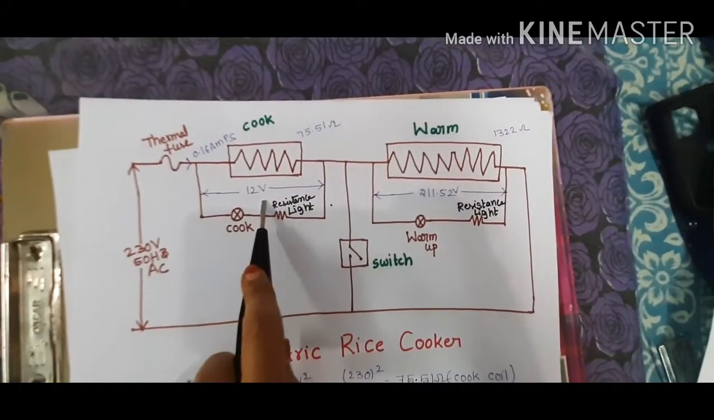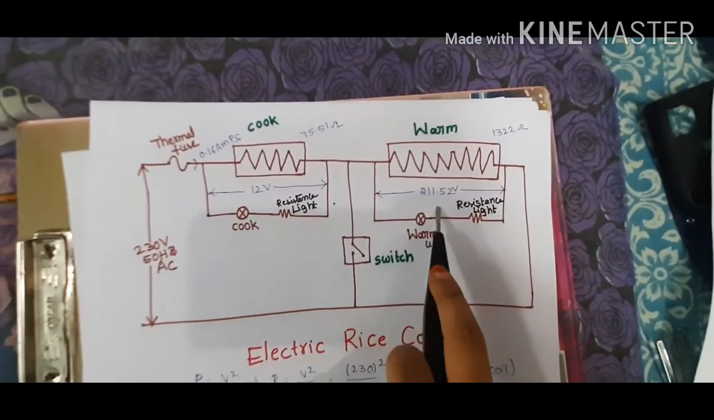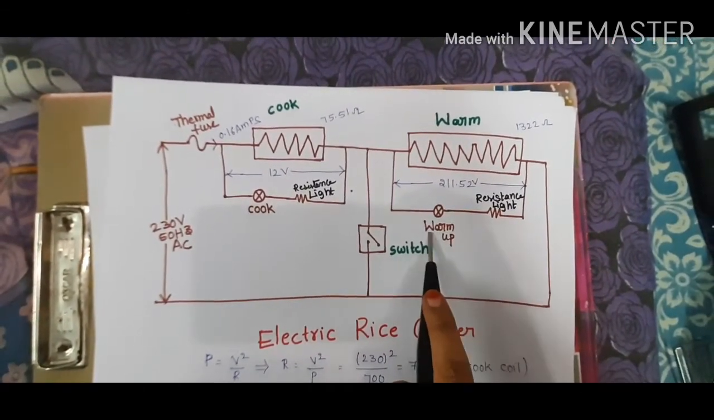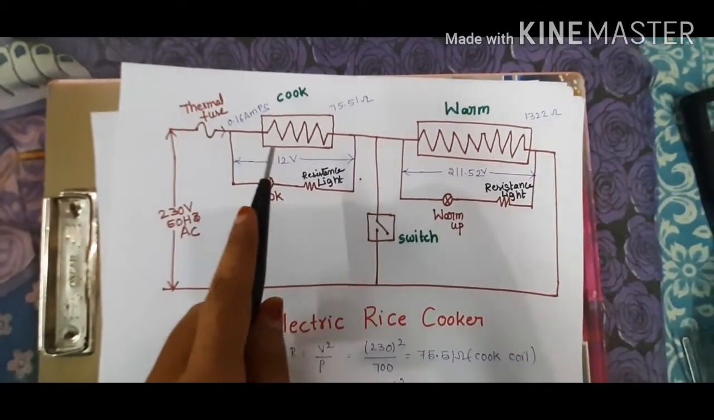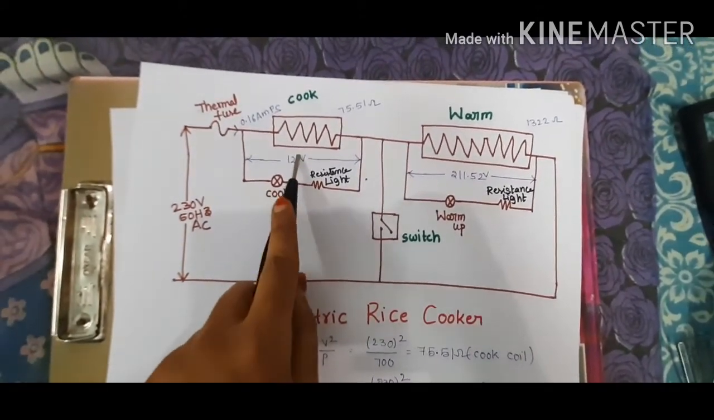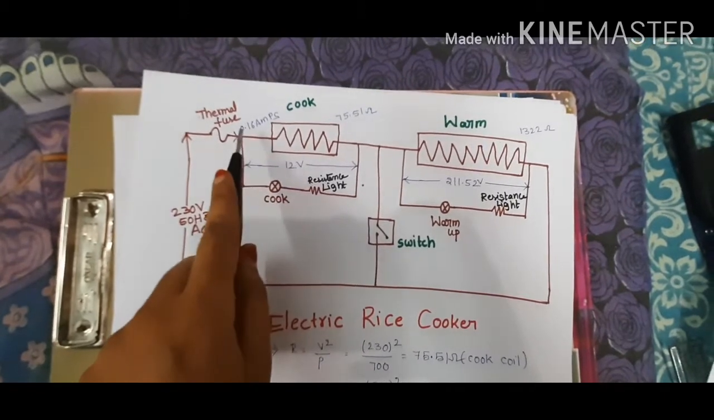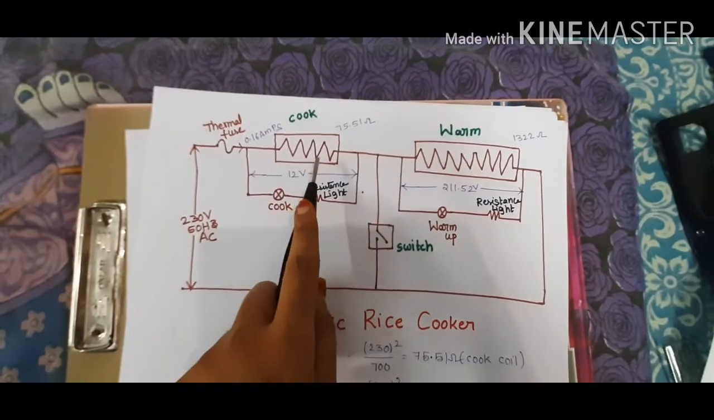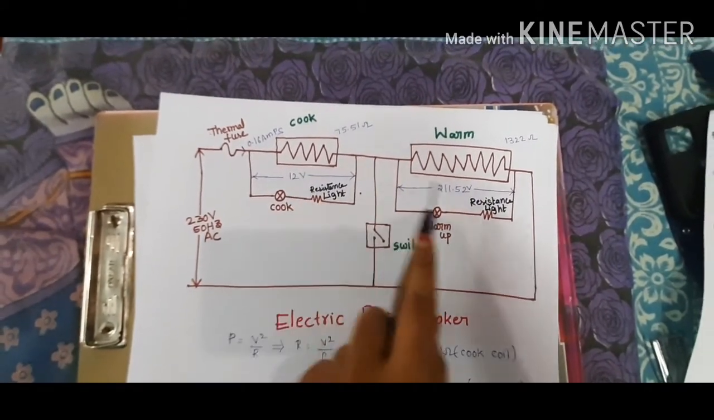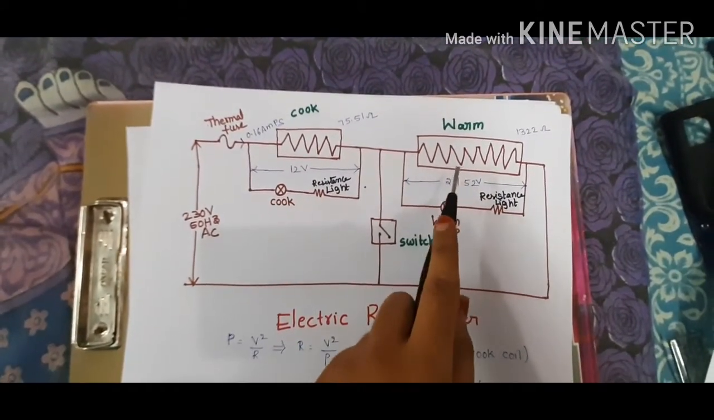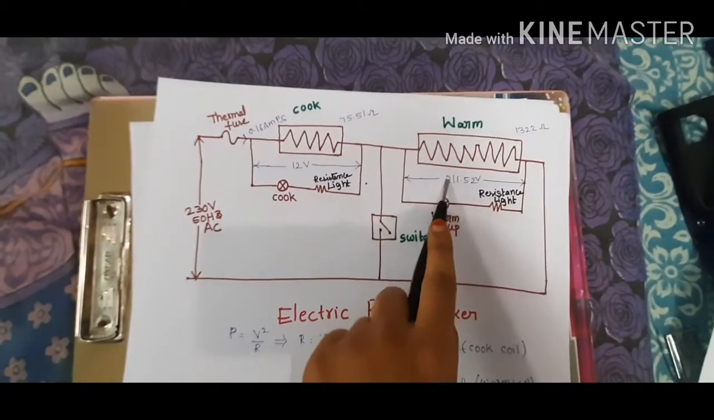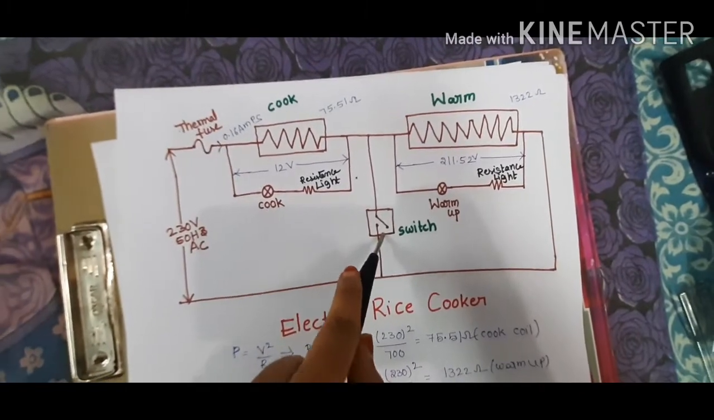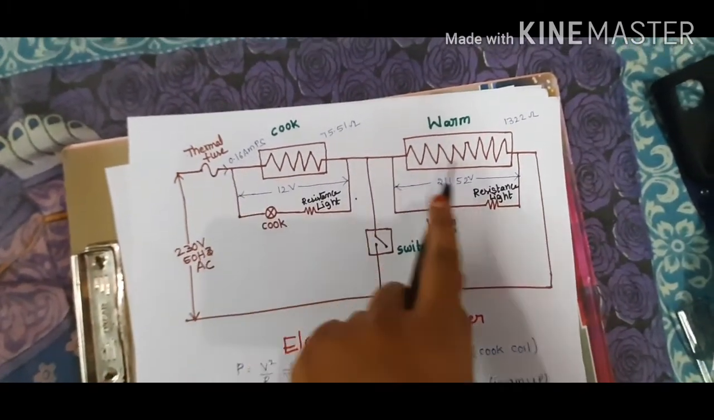So the applied voltage here will be 12 volts. The applied voltage here will be 211 volts. So the warm up indication will glow here. At the same time, the heat produced will be directly proportional to the square of the current. Here the current is nearly 0.1 amps. So heat will not be produced inside the cook coil and very low heat will be produced in the warm up coil.